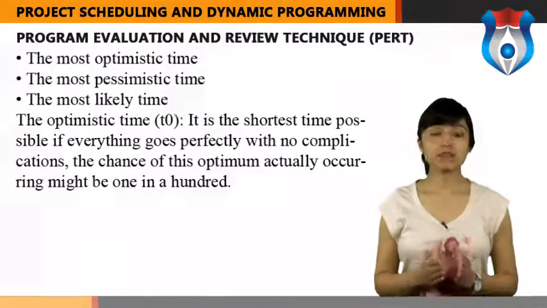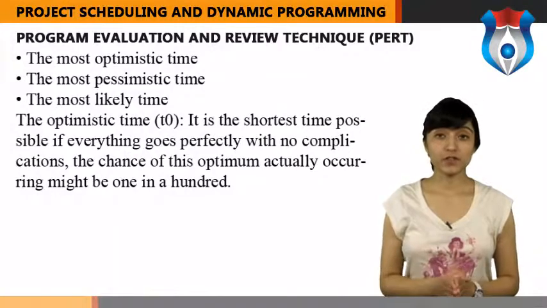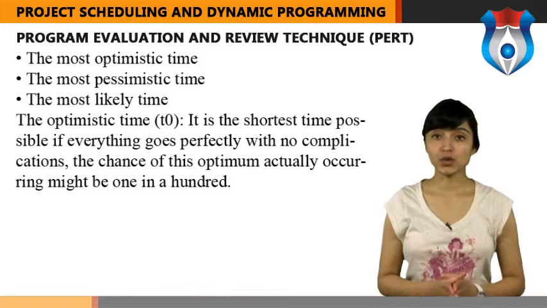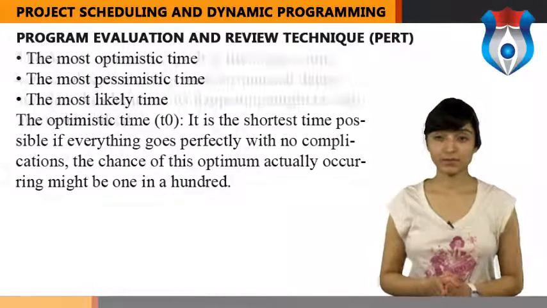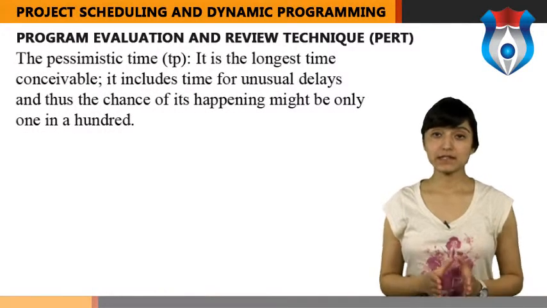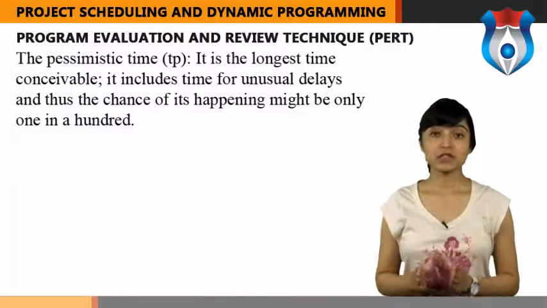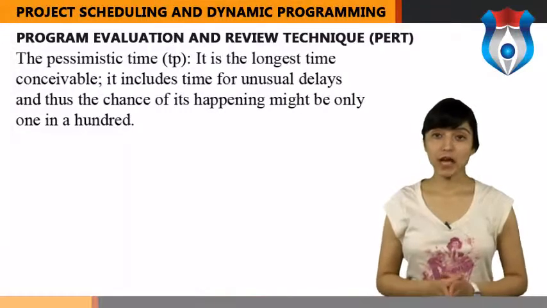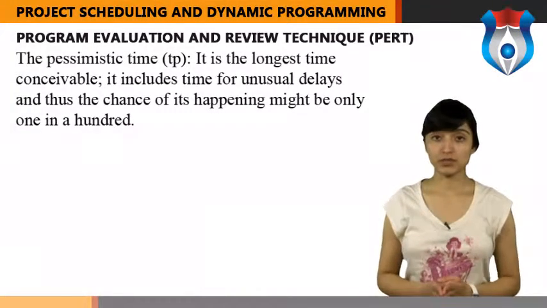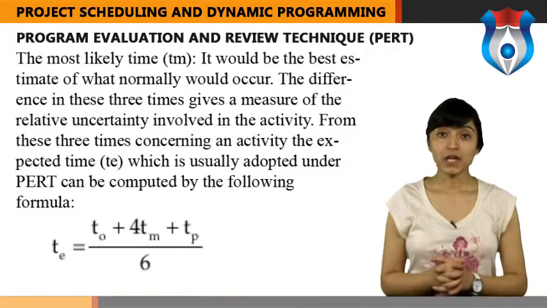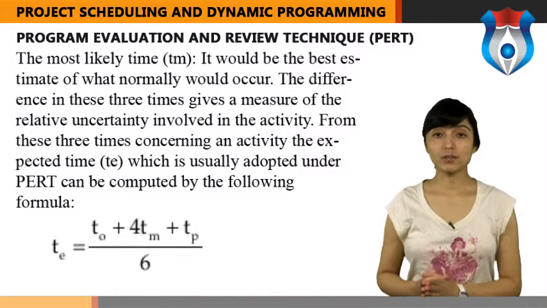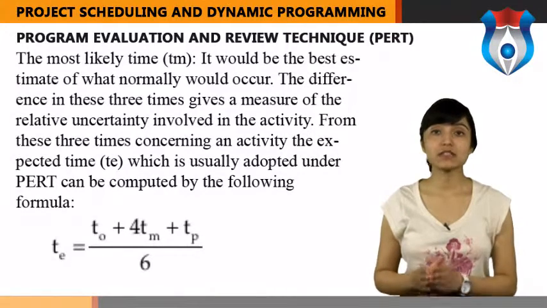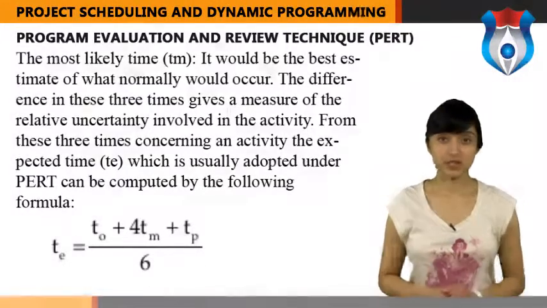The optimistic time is the shortest time possible. If everything goes perfectly with no complications, the chance of this optimum actually occurring might be 1 in 100. The pessimistic time is the longest time conceivable. It includes time for unusual delays, and thus the chance of its happening might be only 1 in 100. The most likely time would be the best estimate of what normally would occur. The difference in these 3 times gives a measure of the relative uncertainty involved in the activity.